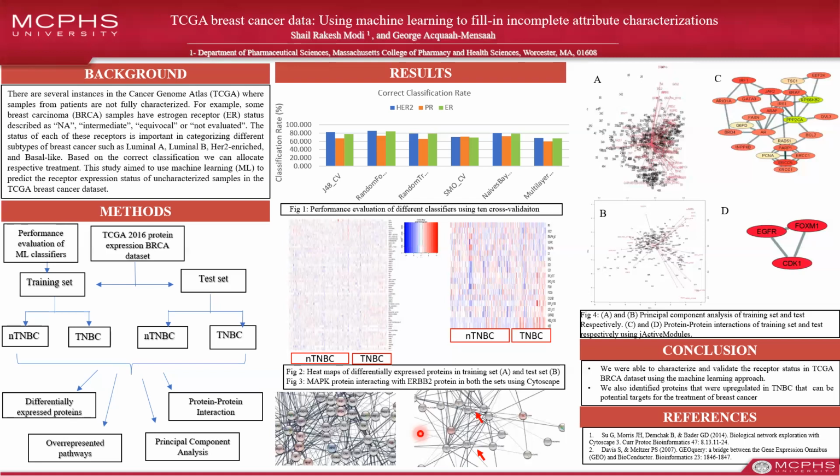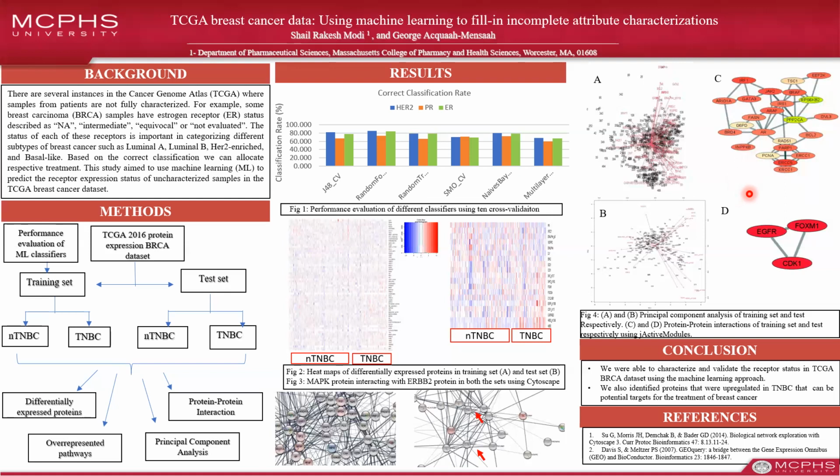Furthermore, we also used a tool in Cytoscape called jActiveModules that predicts protein-protein interactions based on the p-value. We found physical interactions between these proteins in both the sets, and on further research, these could potentially be targets for treatment of triple negative breast cancer. Here as well, red represents that the protein is upregulated in triple negative breast cancer, while yellow represents that the protein is downregulated in the triple negative breast cancer group. Green represents that the protein is not differentially expressed between the two groups.